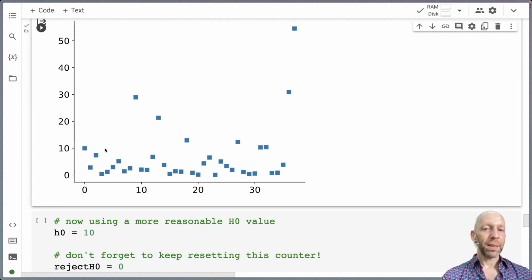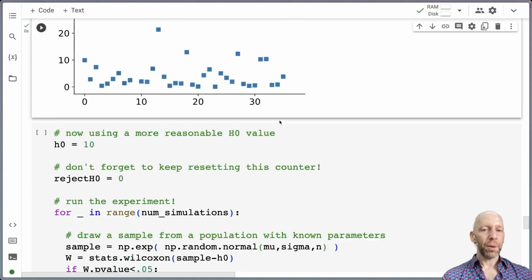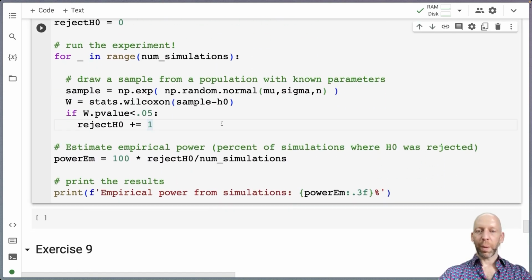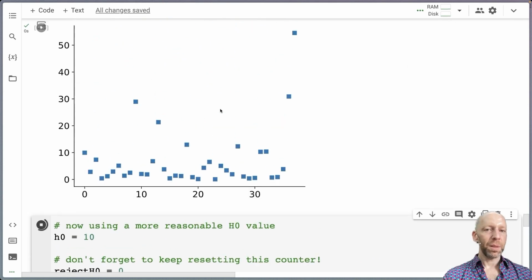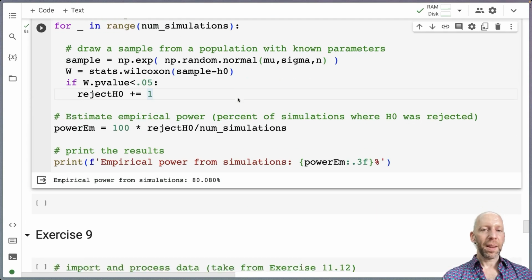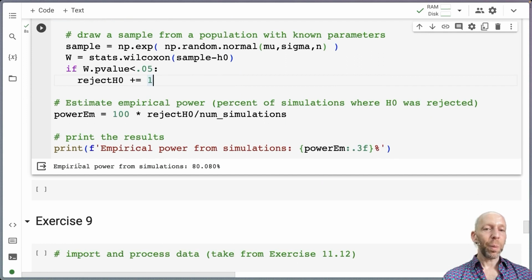So we're testing against the null hypothesis of 0, and we do expect that that should be rejected most of the time. You can see, there's clearly more data, at least in this particular sample. There's clearly more data below 10 than there is above 10. And indeed, we find that the empirical power from this simulation is 80%, or in other words, 0.8. So this is certainly a much more reasonable value.